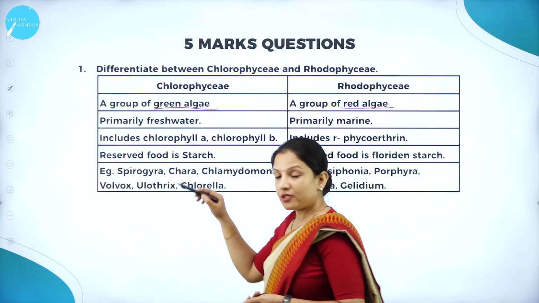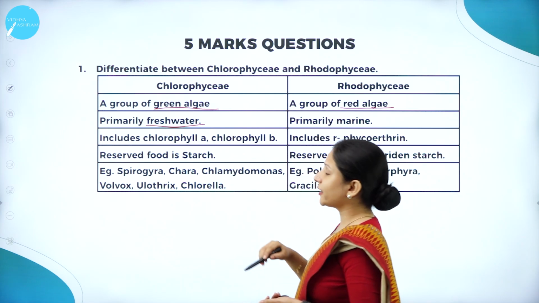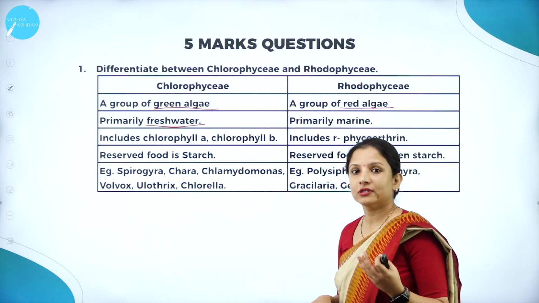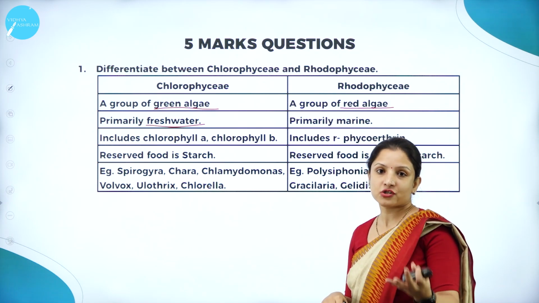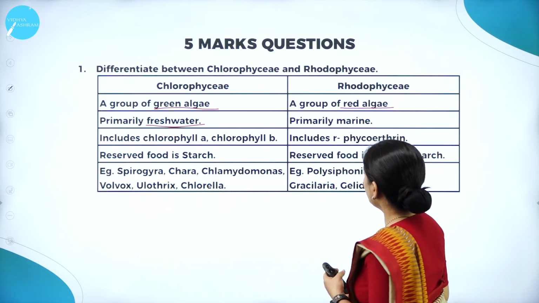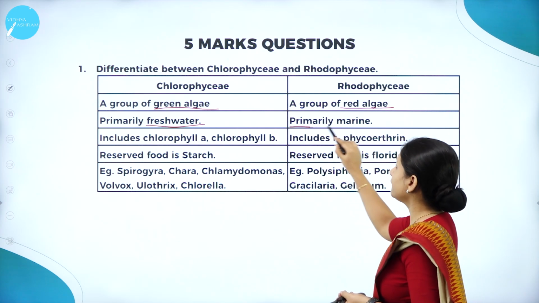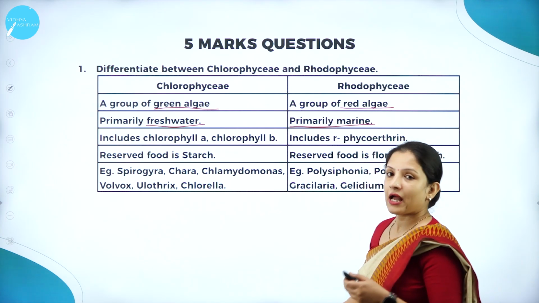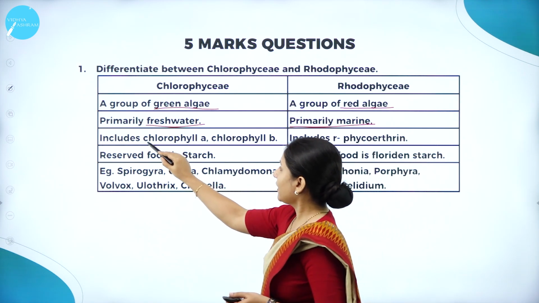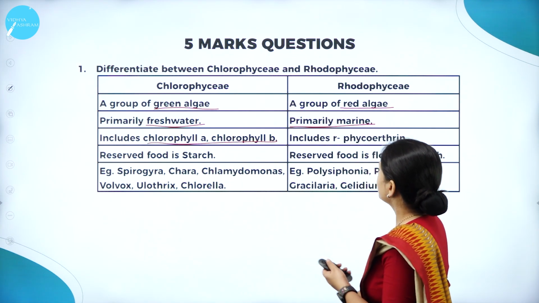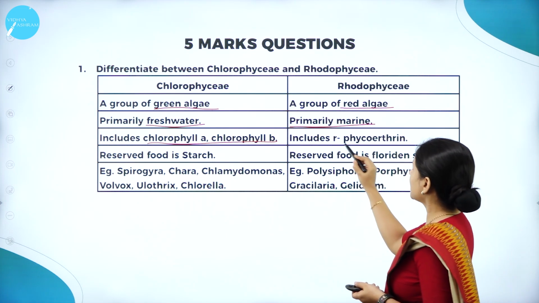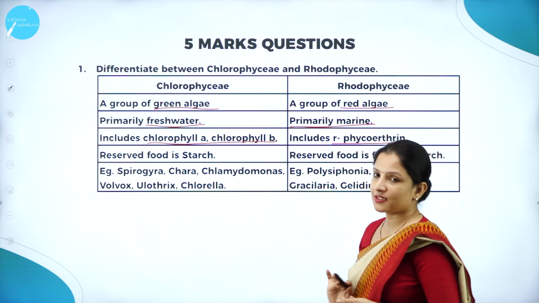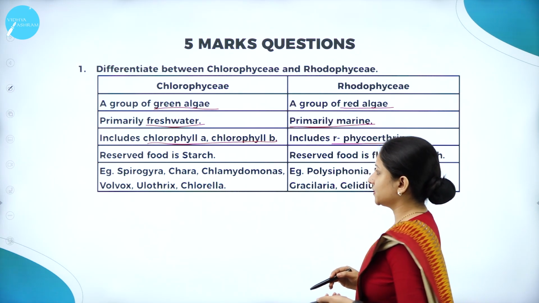Chlorophyceae are primarily found in fresh waters. You don't find them in marine waters. For example, Nostoc and Anabaena are freshwater members. But Rhodophyceae are primarily found in the marine environment. Chlorophyceae have pigments chlorophyll A and chlorophyll B. Rhodophyceae have the pigment R-phycoerythrin, and this R-phycoerythrin is not present in Chlorophyceae members.